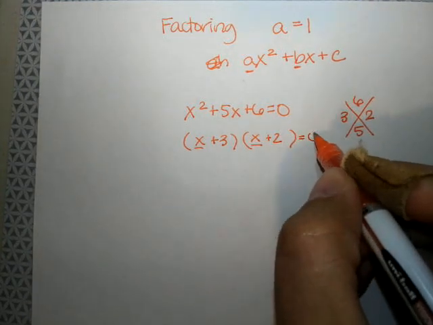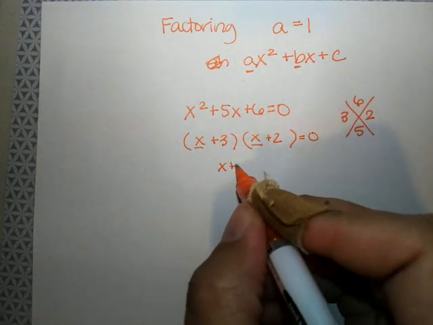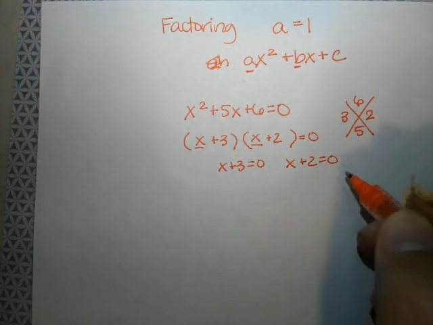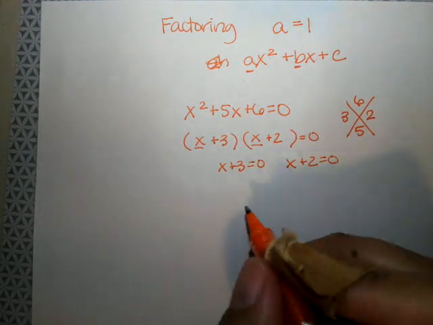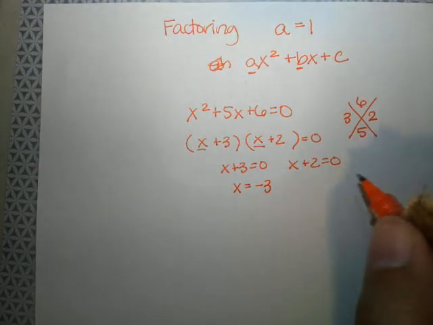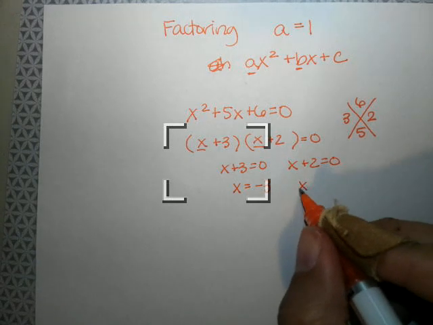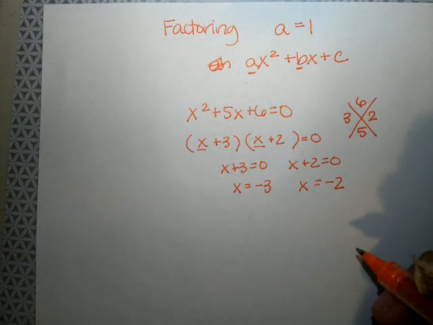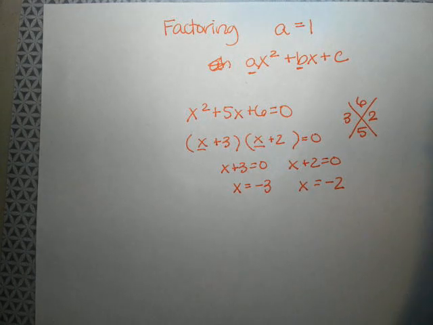Then when we set these equal to 0, so we have x plus 3 equals 0 and x plus 2 equals 0, I'm going to solve for x. So we're going to subtract 3. 0 minus 3 is negative 3. We're going to subtract 2. 0 minus 2 is negative 2. So I solved it and I have x equals negative 3 and x equals negative 2.